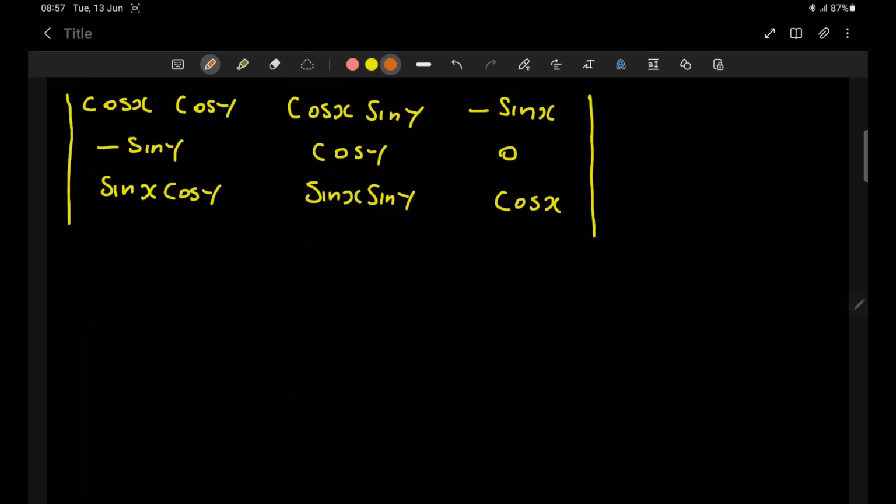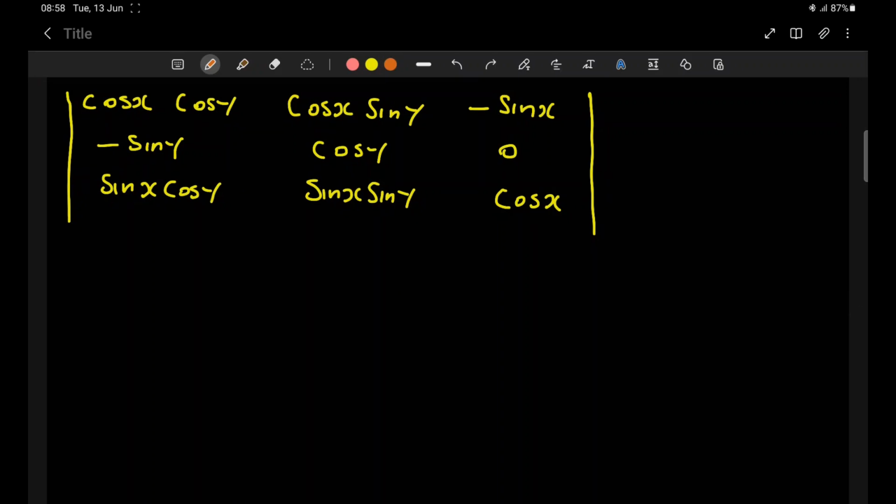The other question we had is that we also need to find the determinant of this matrix. Using the same principle of elimination, starting with the first element, we eliminate this column and this row. Then we multiply cos y by cos x, and we subtract sin x sin y with 0, which is just 0. So let's do that.